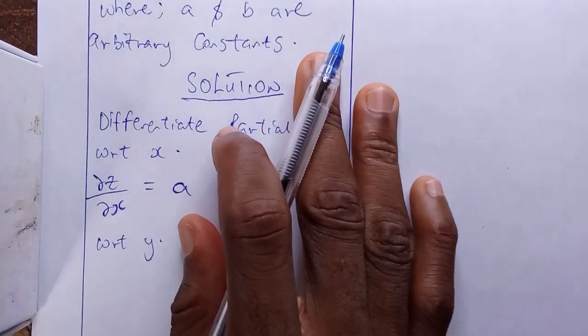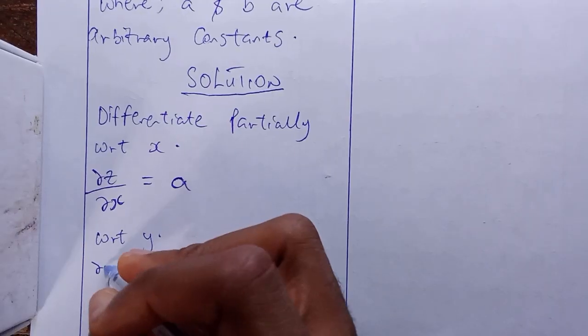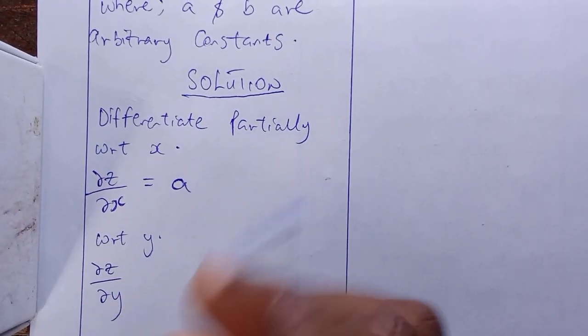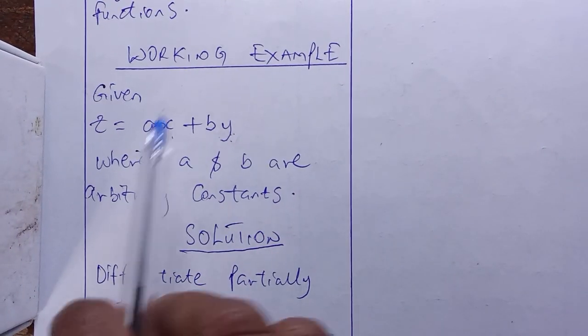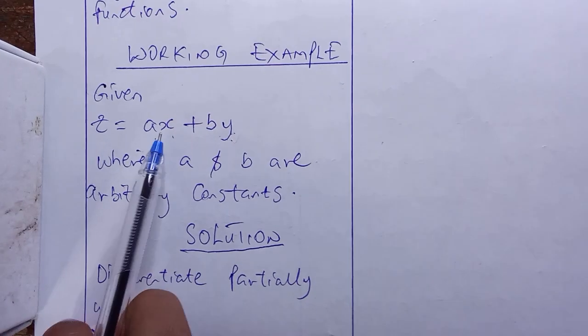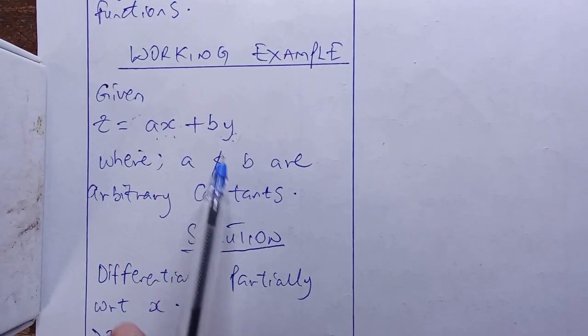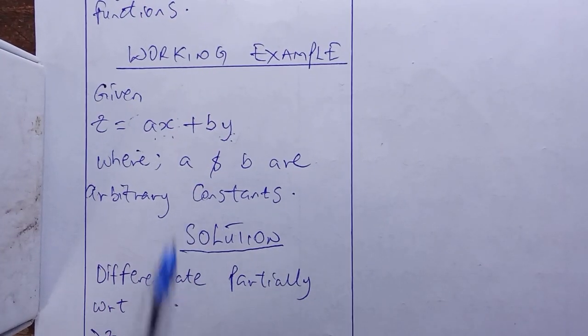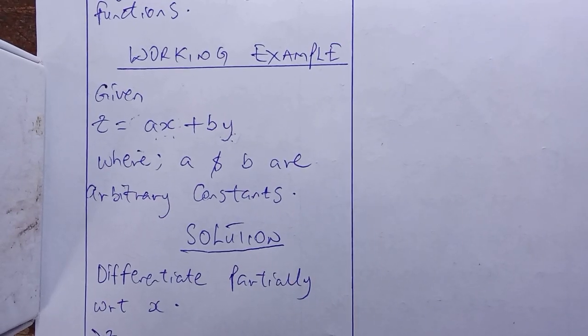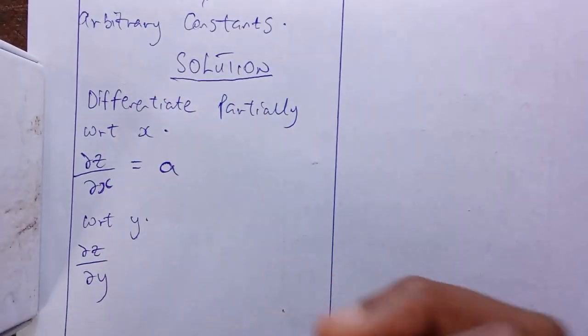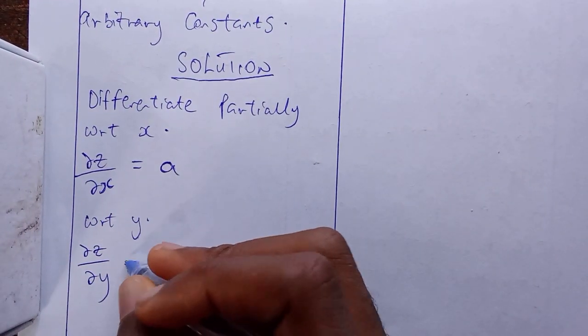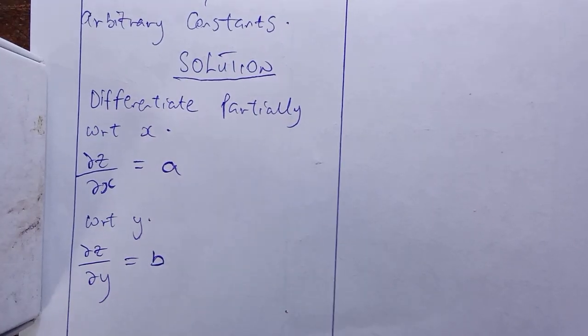So what do we have? We have partial of z with respect to y. If you go to the function, what is the function? z equals ax plus by. Is there y in the first term? No. So it is gone, 0. If you differentiate y, it is 1. b times y, b times 1 will give you b. So we have partial of z with respect to y equals b. Right?